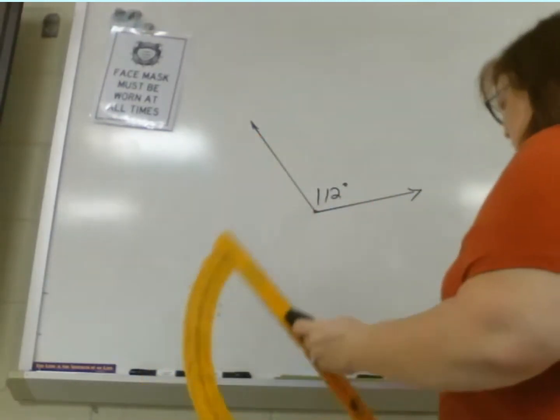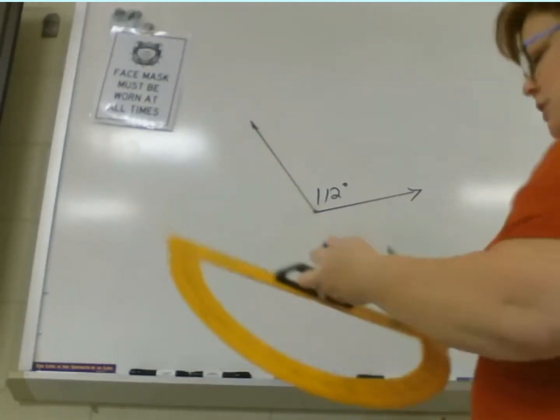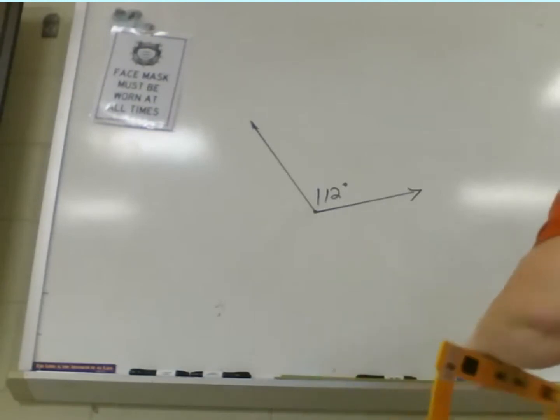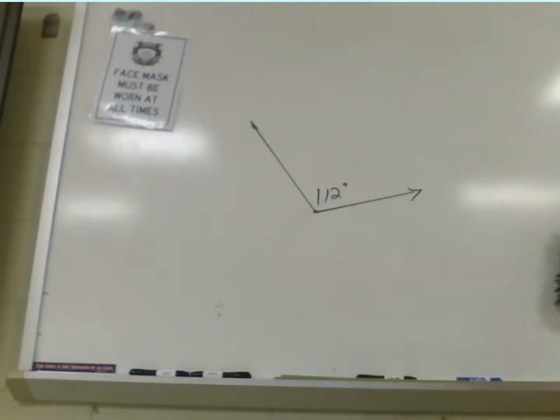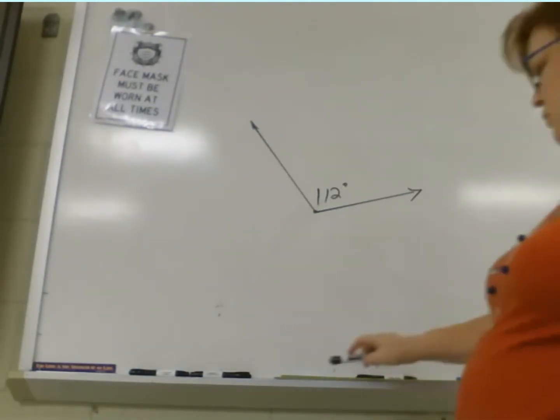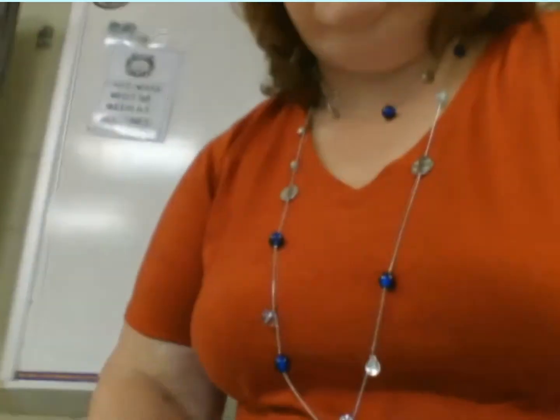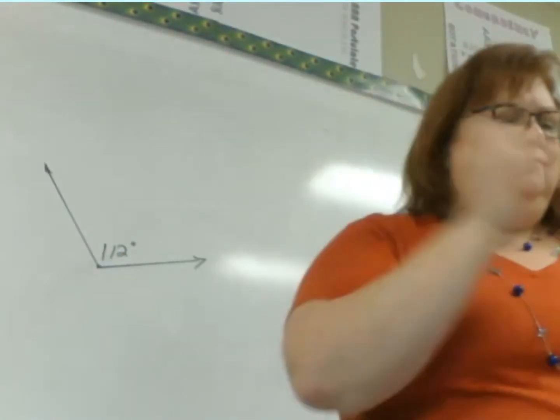Now think about it. 112, that's bigger than 90. What kind of angle is supposed to be bigger than 90? Obtuse. So I have an obtuse angle there. It better look obtuse. Most of the time I can tell by looking at it within 5 degrees what it is. But that's something you'll just have to practice.